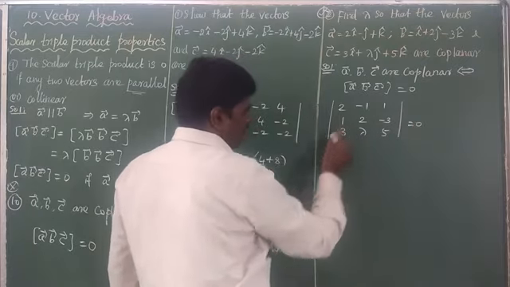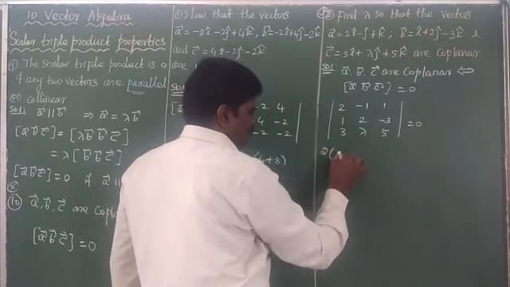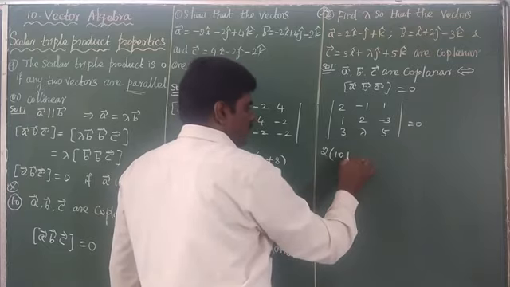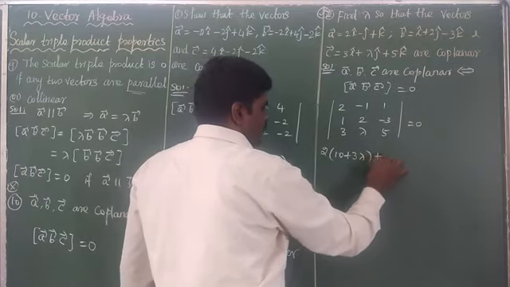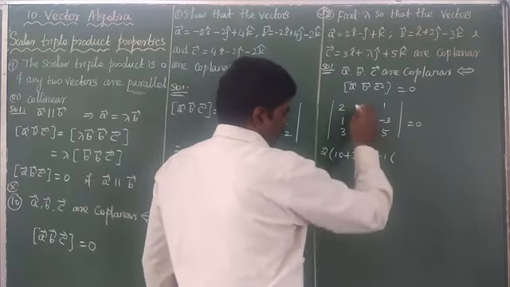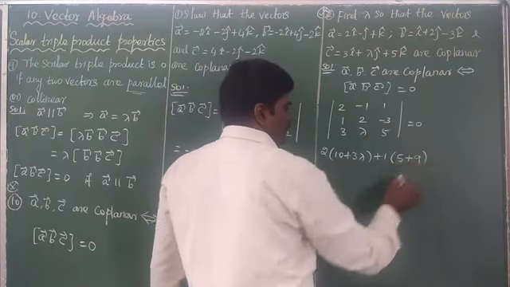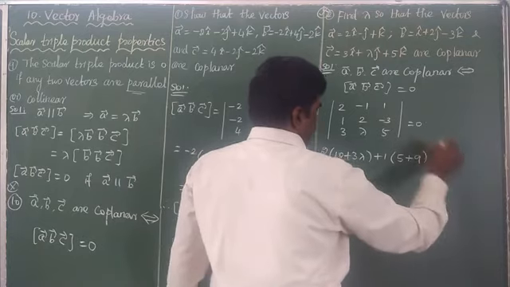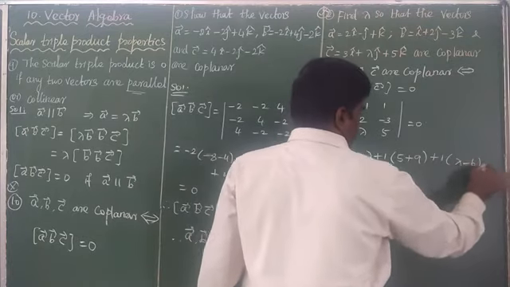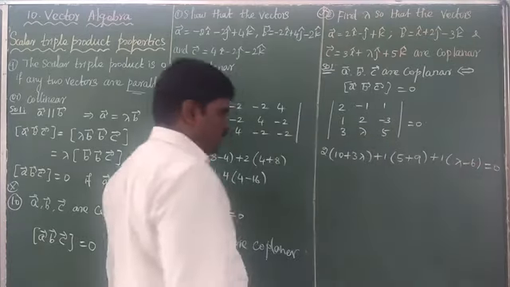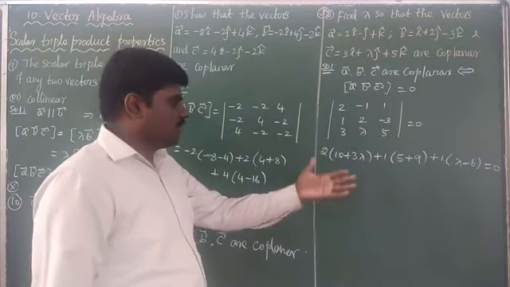Just to explain, here what's the meaning? 10 plus 3 lambda plus 1. Again we get 5 plus 9, plus 1, and here lambda minus 6 is equal to 0. Okay, simplify the concept, find the value of lambda.